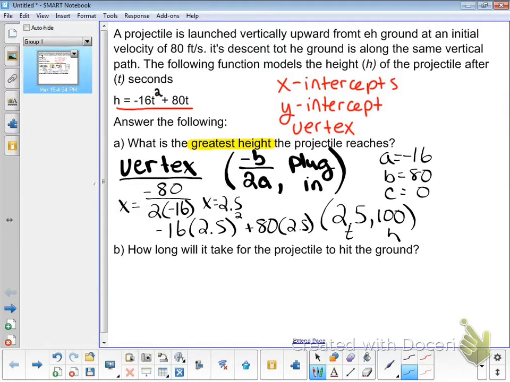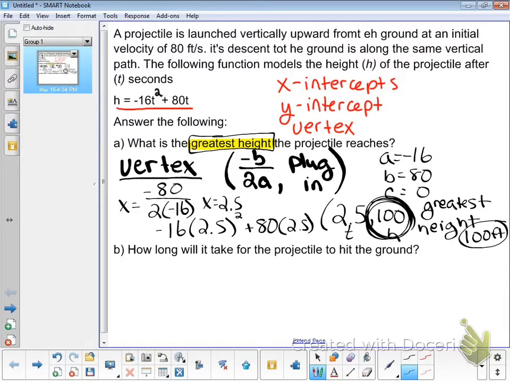So the question asked, what is the greatest height? I've got to determine, does my t represent height or my h? We know that this is the height because it's the h, the height h of the projectile. So your answer, the greatest height, is 100 feet.